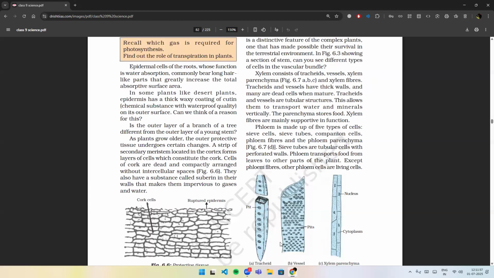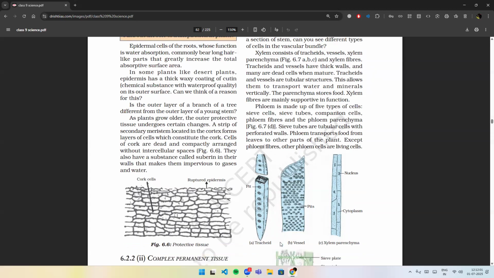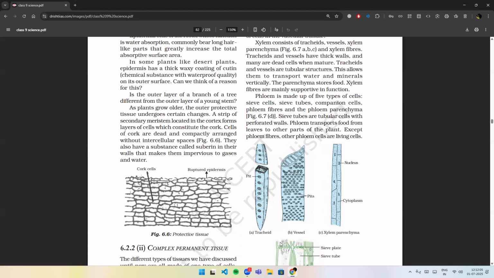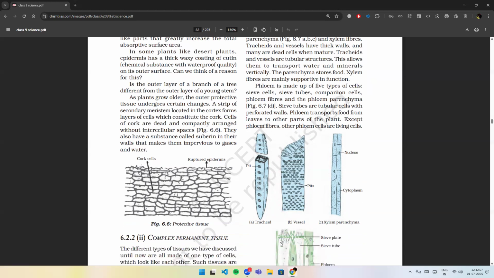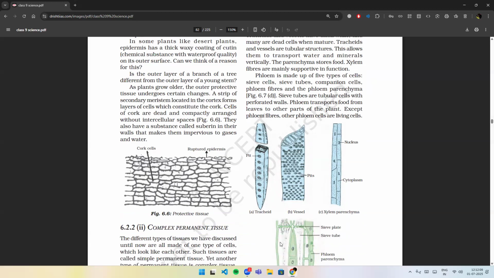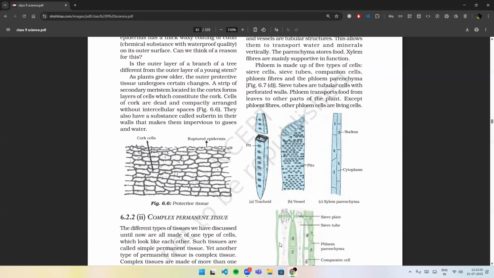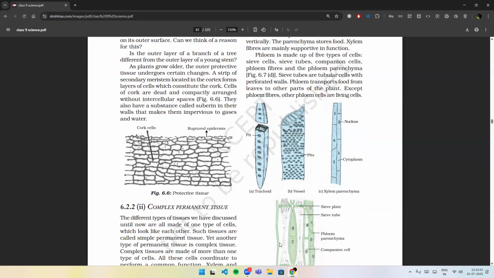Is the outer layer of a branch of a tree different from the outer layer of a young stem? As plants grow older, the outer protective tissue undergoes certain changes. A strip of secondary meristem located in the cortex forms layers of cells which constitute the cork. Cells of cork are dead and compactly arranged without intercellular spaces. They also have a chemical called suberin in their walls that makes them impervious to gases and water.